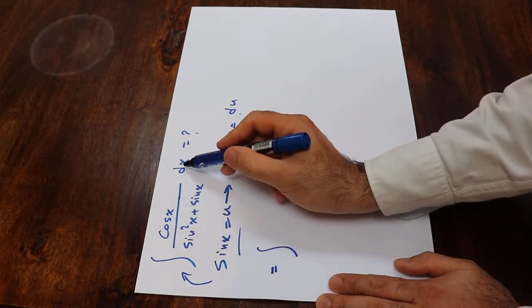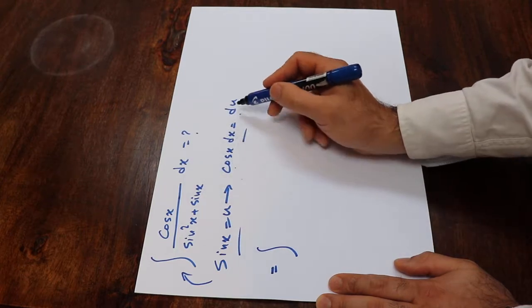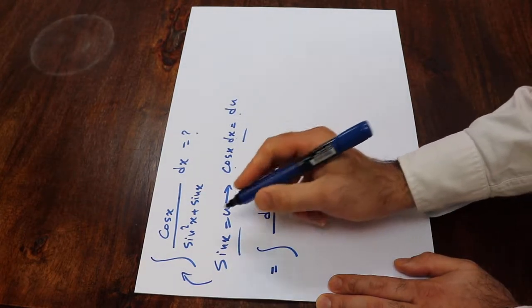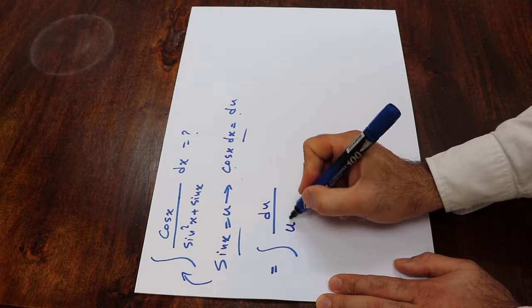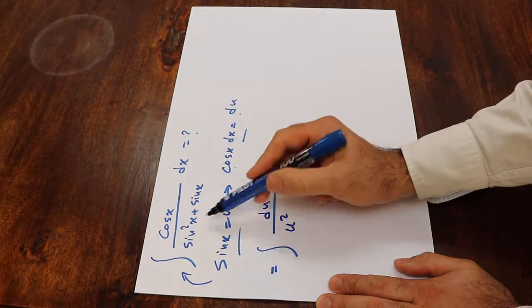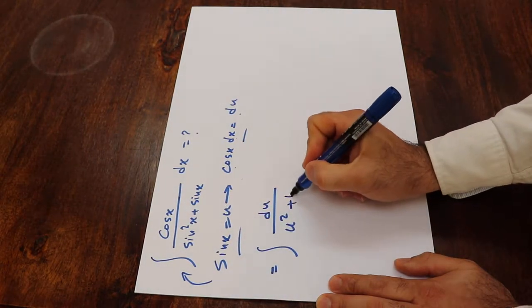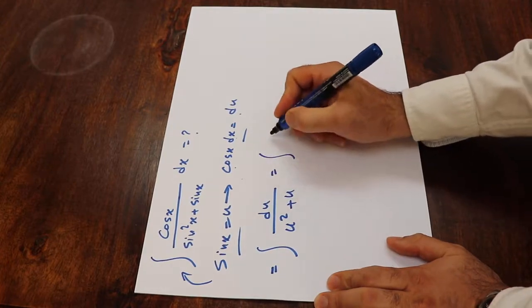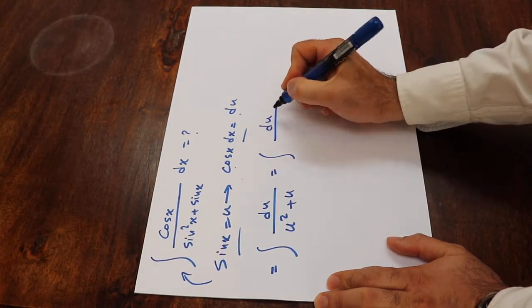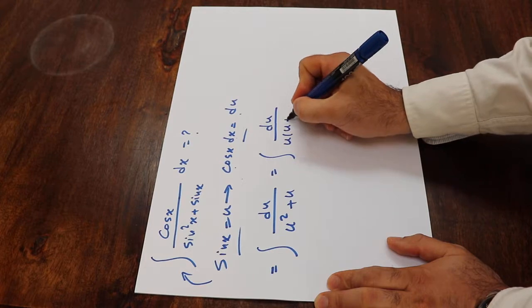If you substitute these two equations into this integral, you can rewrite this integral as integral of, instead of cosine x dx, I simply write du. Instead of sine 2x, I write u squared, because sine x is u, therefore that will be u squared plus u, okay, which is equal to integral of du over u times u plus 1.